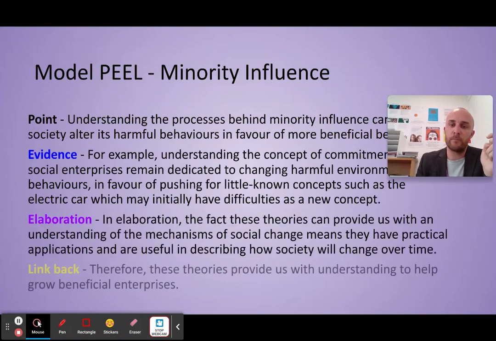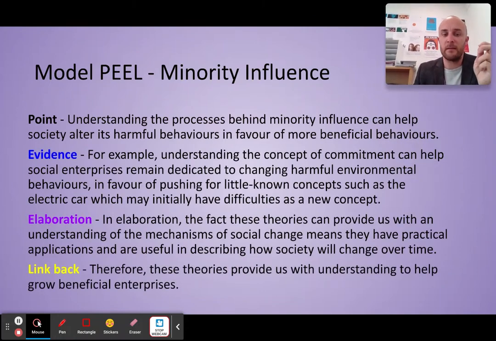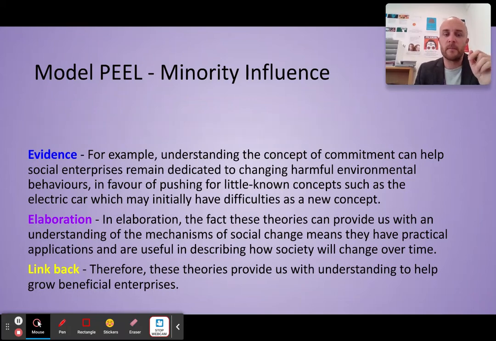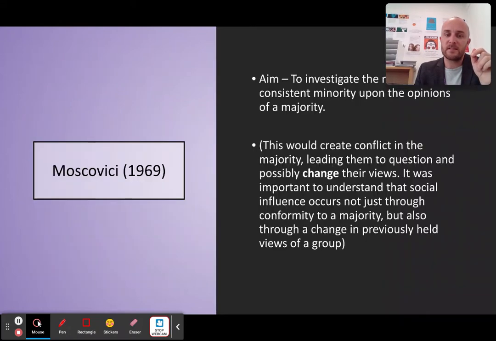I've got a model pill there. I'm not going to read this out because I'm a bit wary of time, and I've got something else I want to do. I want to go through Moscovici, though not in a lot of detail. Moscovici is not named in the spec. However, it is a really, really useful piece of research to know all the way through.